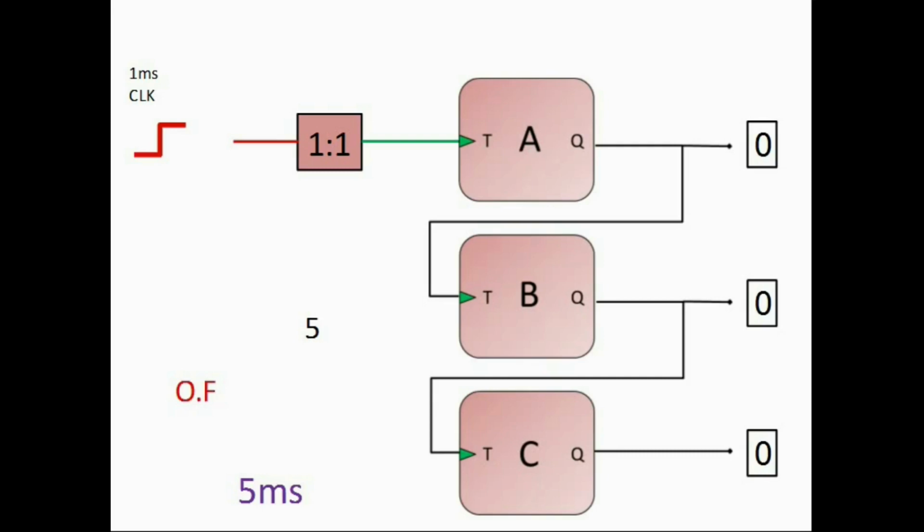Another example, we want an overflow period of 10 milliseconds. It's greater than 8 milliseconds, so we use a prescaler to divide the 1 millisecond clock by 2, and we have a 2 millisecond clock pulse coming inside the counter. So we gonna get the counter increment every 2 milliseconds.